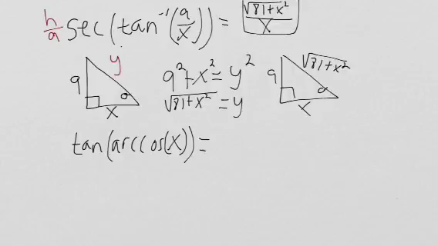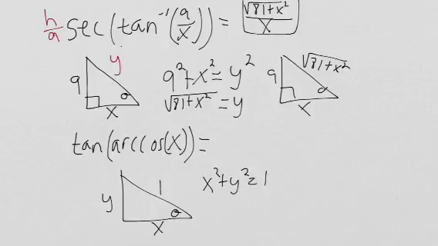All right, no problem. So now let's do this bottom one. This one, we have arc cosine of x. So the ratio of the adjacent to the hypotenuse is x. So we have to make adjacent x, hypotenuse 1. Do Pythagorean theorem again to solve for y. We get x squared plus y squared equals 1 squared, which is just 1.